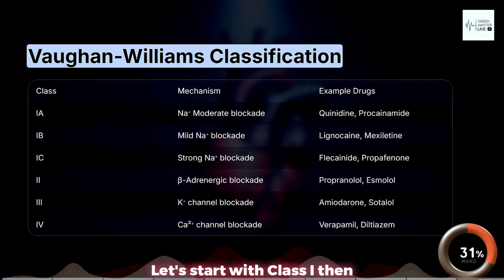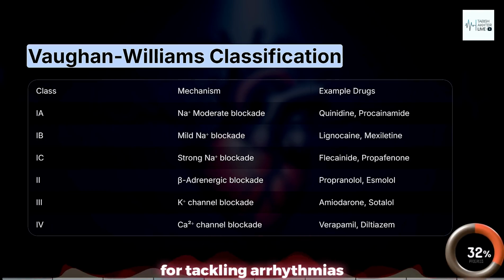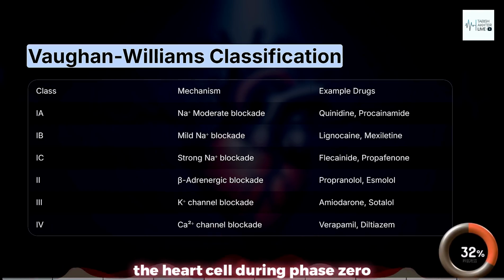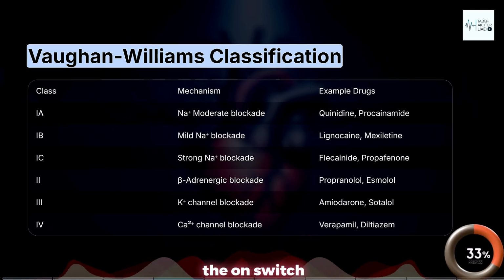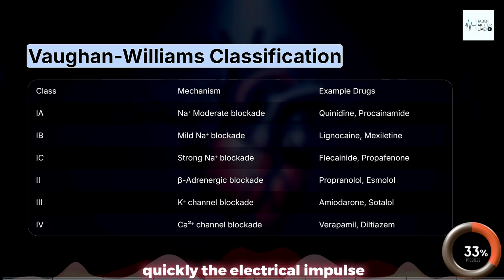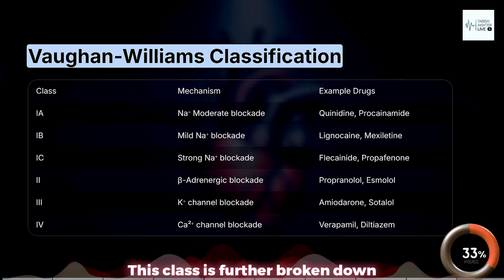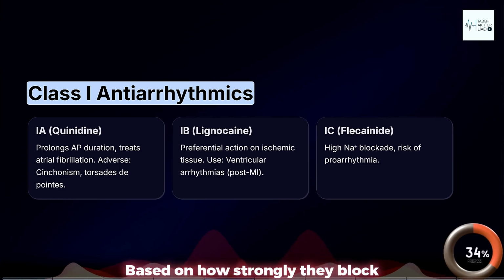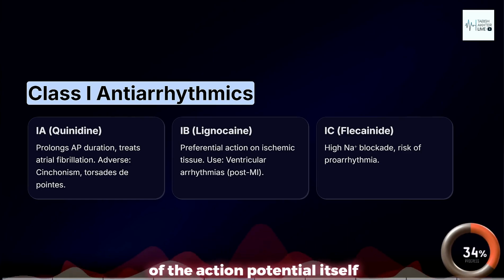Let's start with class I then. The sodium channel blockers. What's their general strategy for tackling arrhythmias? Generally, class I drugs work by blocking the flow of sodium ions into the heart cell during phase 0 of the action potential. Remember that initial rapid upswing? Right, the on switch. By doing this, they essentially slow down how quickly the electrical impulse can spread through the heart muscle. But it's not quite that simple. This class is further broken down into IA, IB, and IC. Okay. Based on how strongly they block those sodium channels and also how they influence the duration of the action potential itself.